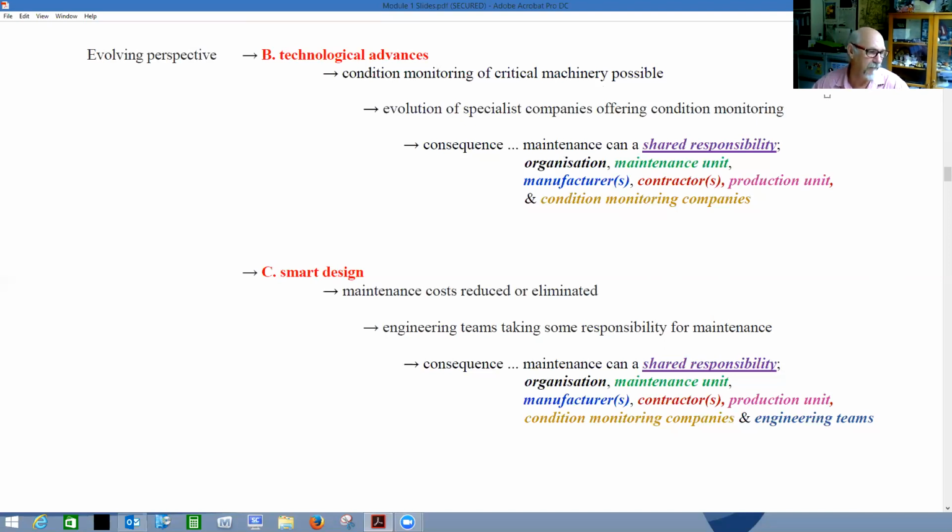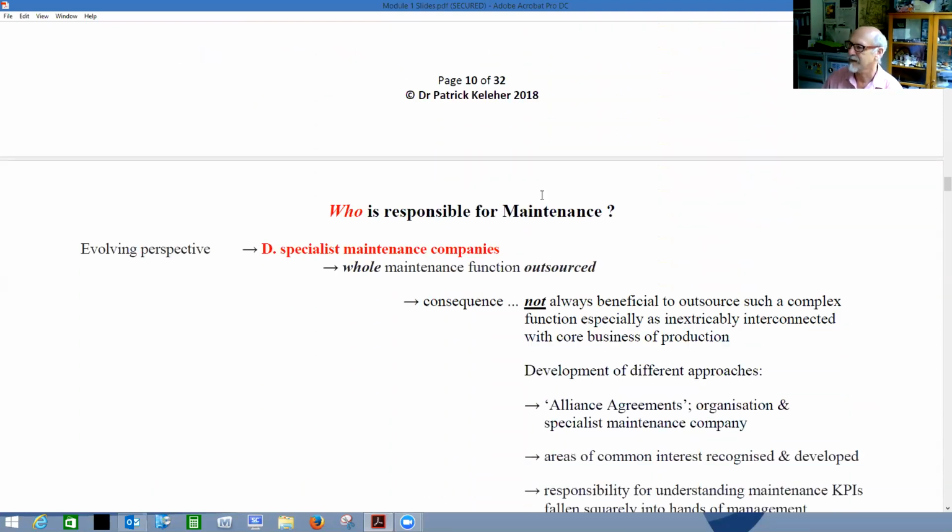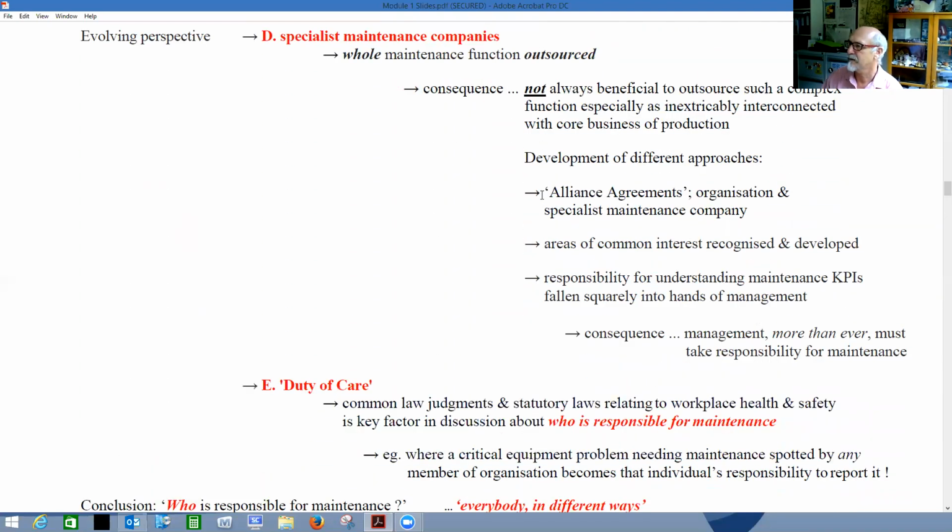Smart design, again, things come in, and maintenance cost gets reduced because of the elimination of old systems. Engineering teams now come in and take more responsibility for maintenance. So again, it's shared between the organization, the maintenance unit, manufacturers, contractors, production unit, condition monitoring companies, and engineering teams. Keeping in mind that it's a mix of those things and not always all of those things, but just to show the complexity. Then what about, over time, the specialist maintenance companies that come on board, and we see them in iron ore, we see that in the coal industry as well, where people have worked in the industry and then gone out into private enterprise and set up their own maintenance companies.